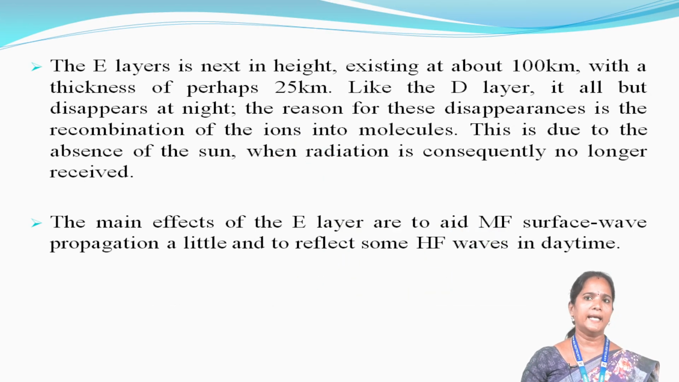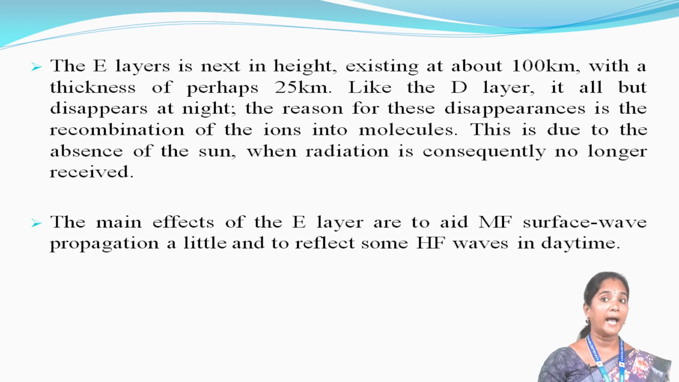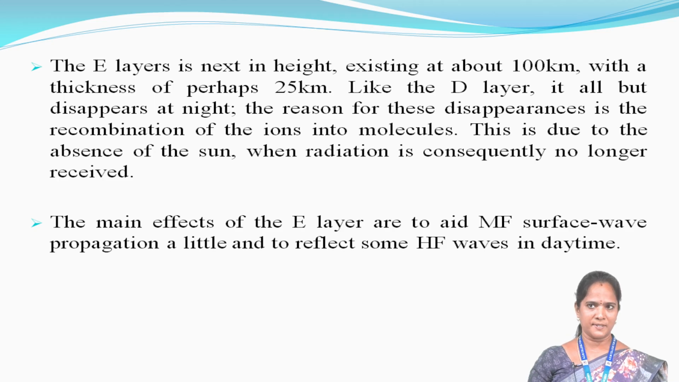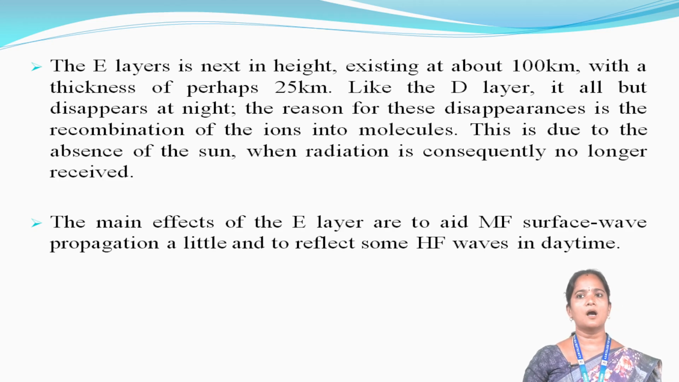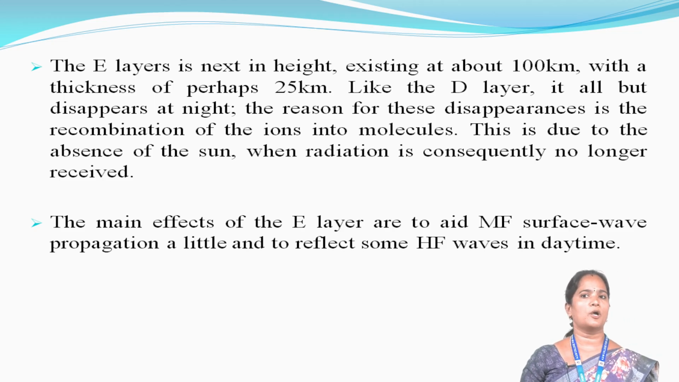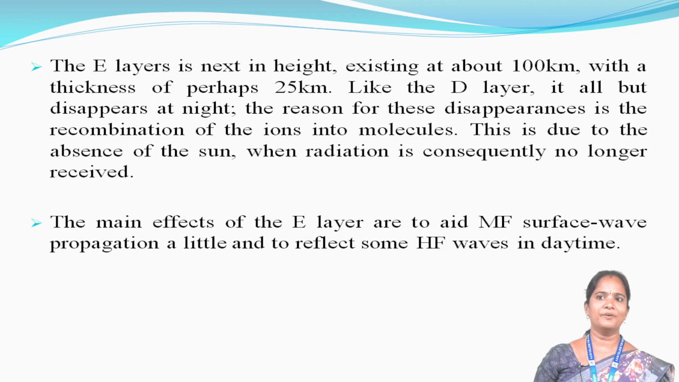Next one, the E layer is the next in height, existing at about 100 km with a thickness of perhaps 25 km. Like the D layer, it all but disappears at night. The reason for this disappearance is the recombination of the ions into molecules. This is due to the absence of the sun, when radiation is consequently no longer received. The main effects of the E layer are to aid surface wave propagation a little and to reflect some waves in daytime.